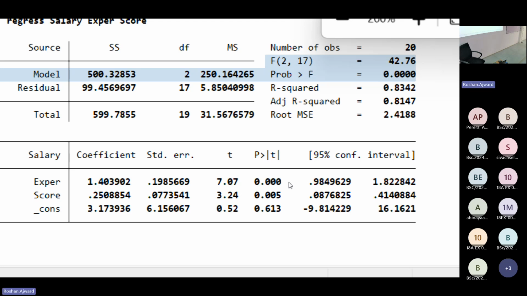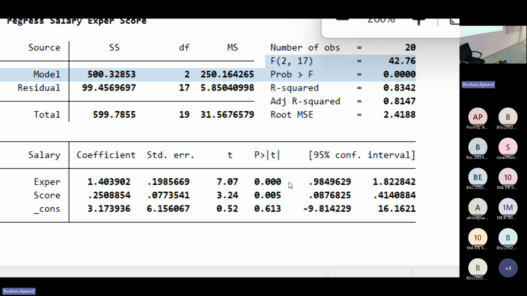So how do you interpret 3.174, which is the intercept? That means if a computer programmer has 0 experience and received 0 marks in the aptitude test, that person is still getting $3,174 as his or her salary.